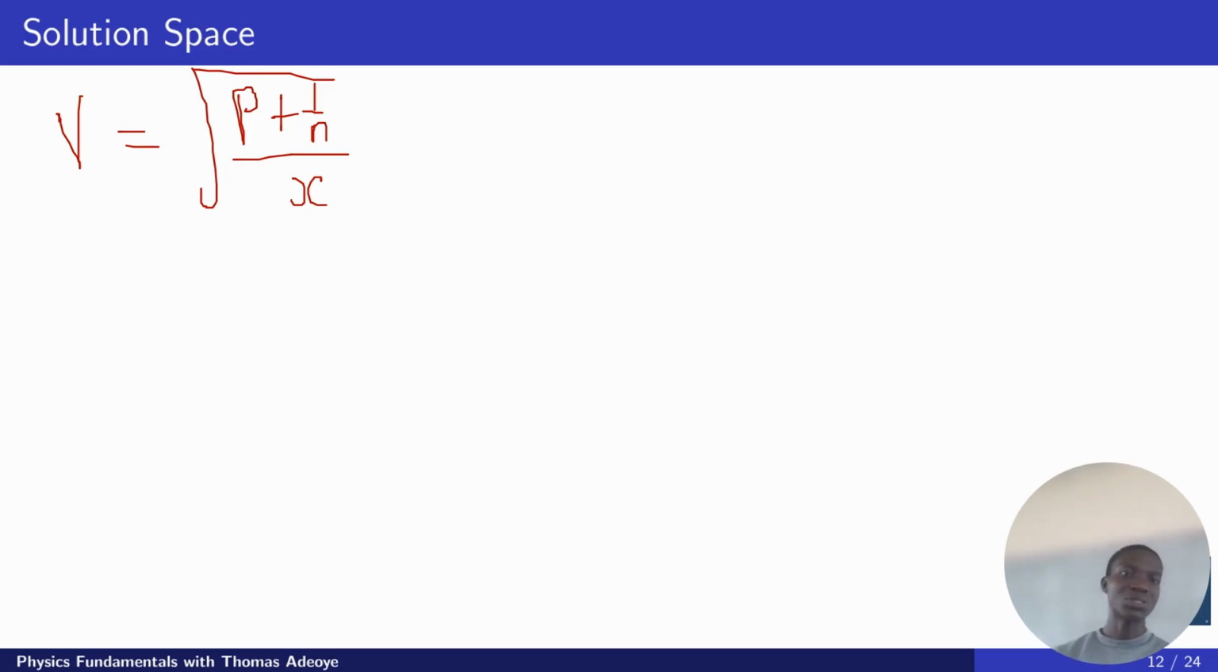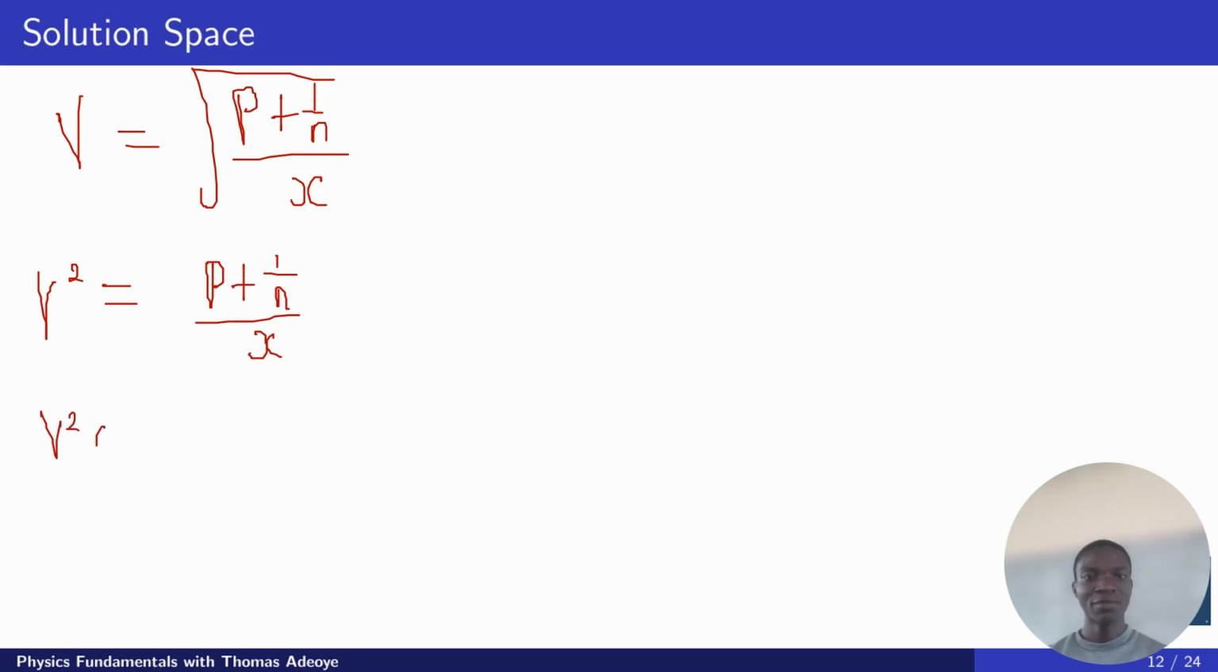Okay, but how do we do that? Let's take the square of both sides. Let us simplify the equation by taking the square of both sides. And if that is done, so this becomes v squared equals to, when you take the square of this, that cancels out the square root. So now we have this. Okay, and now I can cross multiply. So if you cross multiply, you have v squared x to be equals to p plus 1 over n.